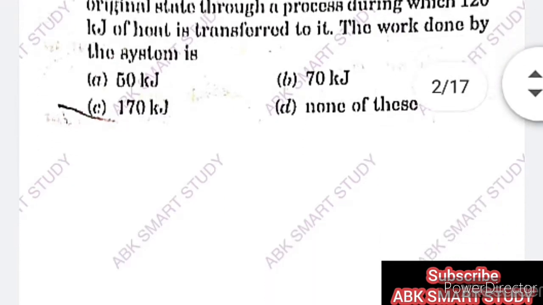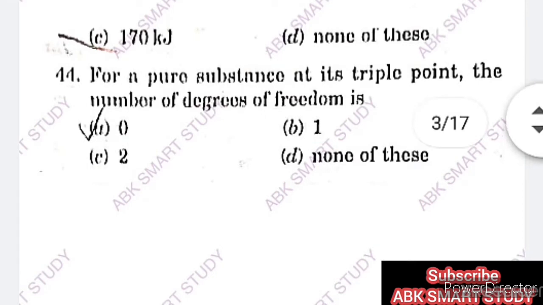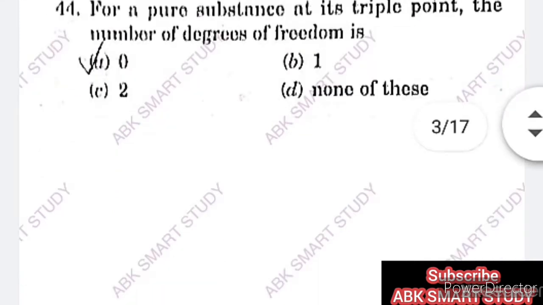Next question. For a pure substance at its triple point, the number of degrees of freedom is. Here the options are given: 0, 1, 2 and none of the above. When the substance is pure and at its triple point, the number of degrees of freedom is always equal to 0. So here option A is the correct answer. Next question.